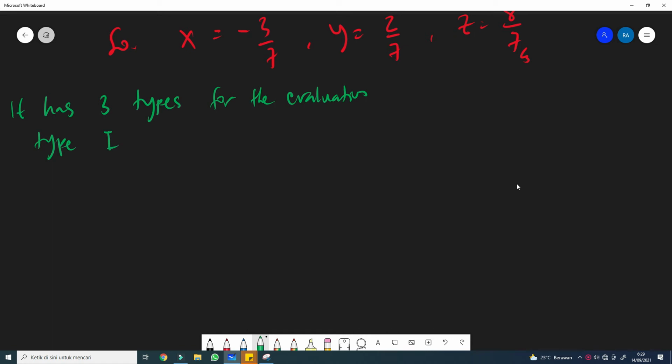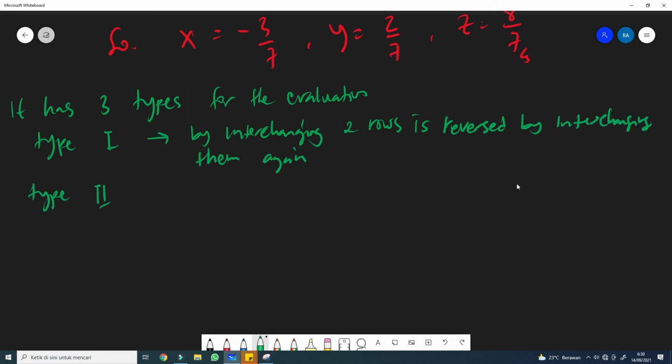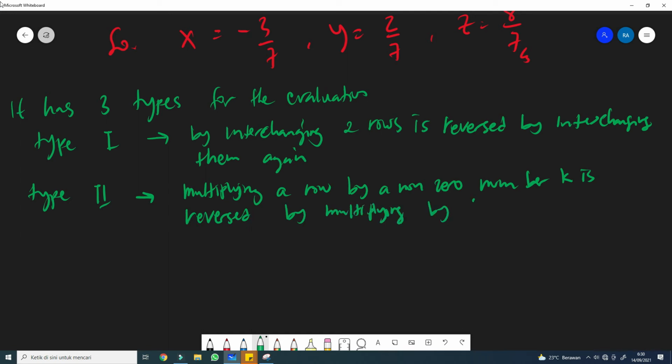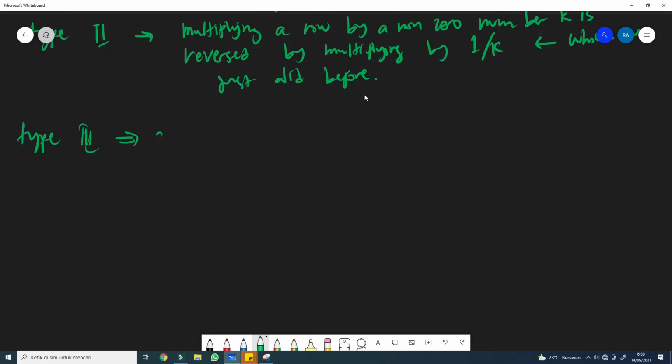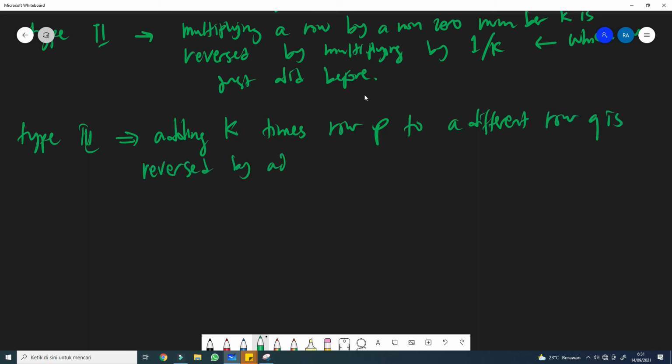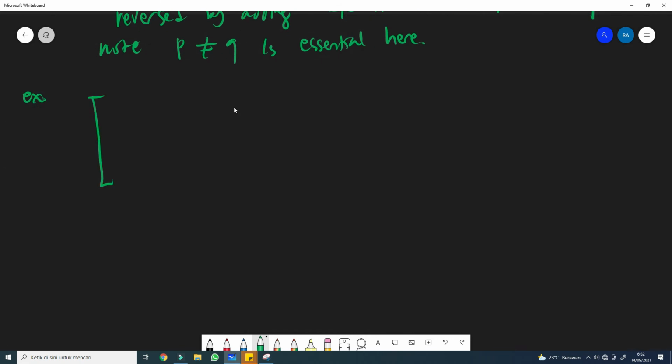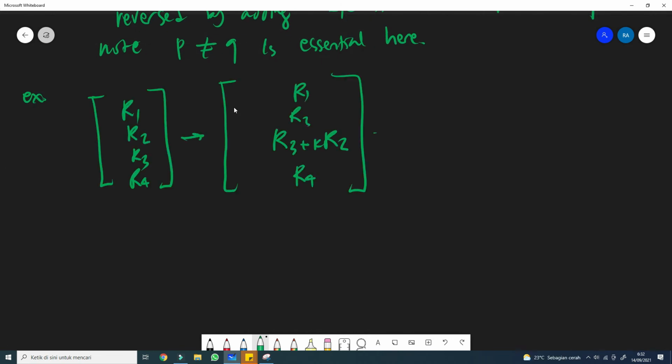It has 3 types of the operation. Type 1 is interchanging two rows, which is reversed by interchanging them again. Type 2 is multiplying a row by a non-zero number k, which is reversed by multiplying by 1 over k, which we just did before. And type 3 is adding k times row p to a different row q, which is reversed by adding minus k times row p to row q. Note that p not equal to q is essential here, so the step can be seen in the example here.